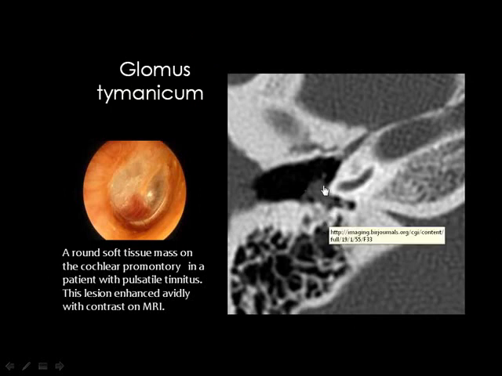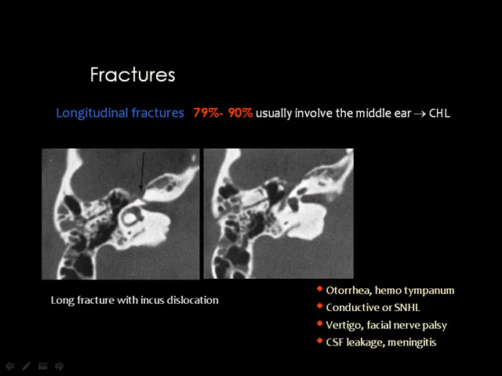Then if you see an opacity like this in the middle ear cavity, you cannot differentiate between cholesteatoma and glomus tympanicum unless you are aided by the clinical data from the clinician and you inject contrast material to see the enhancement pattern of this particular lesion.